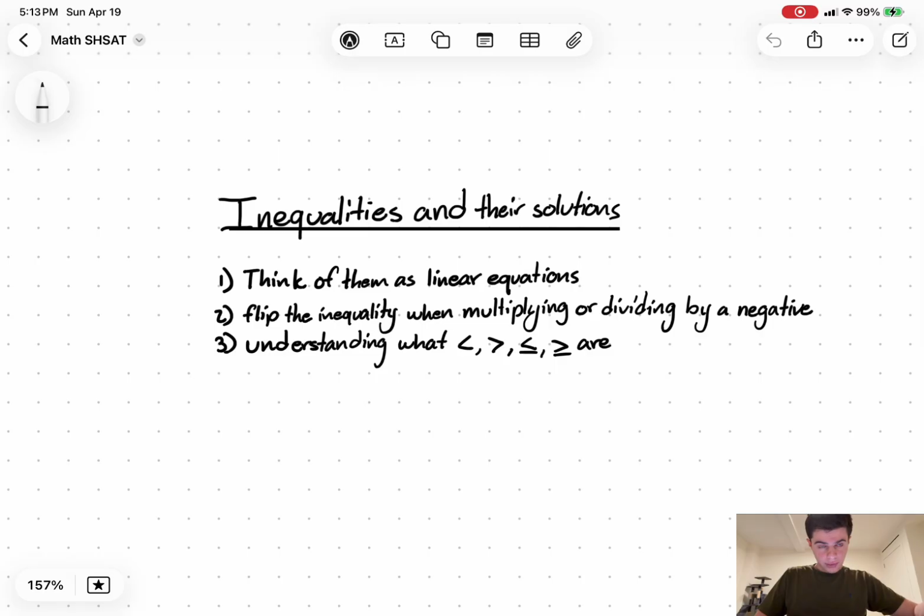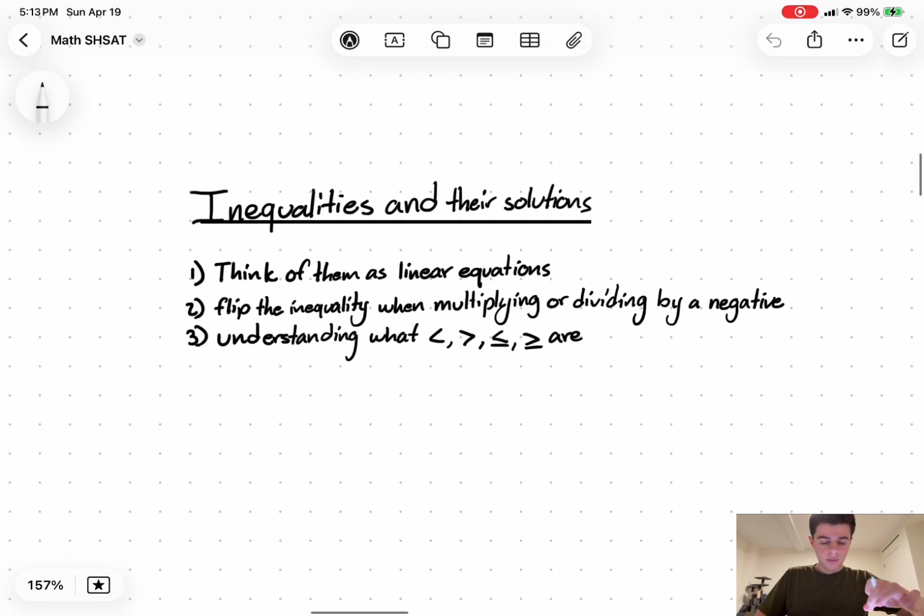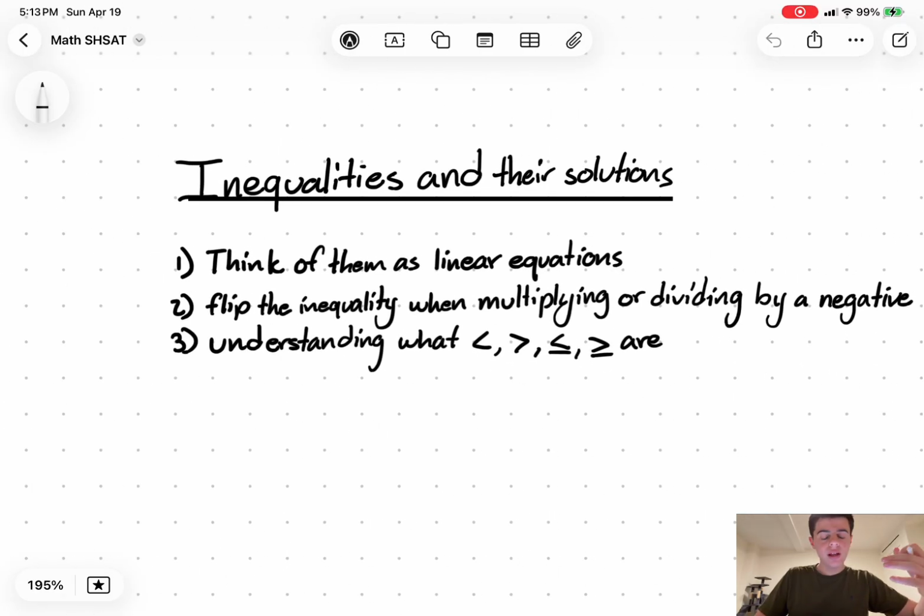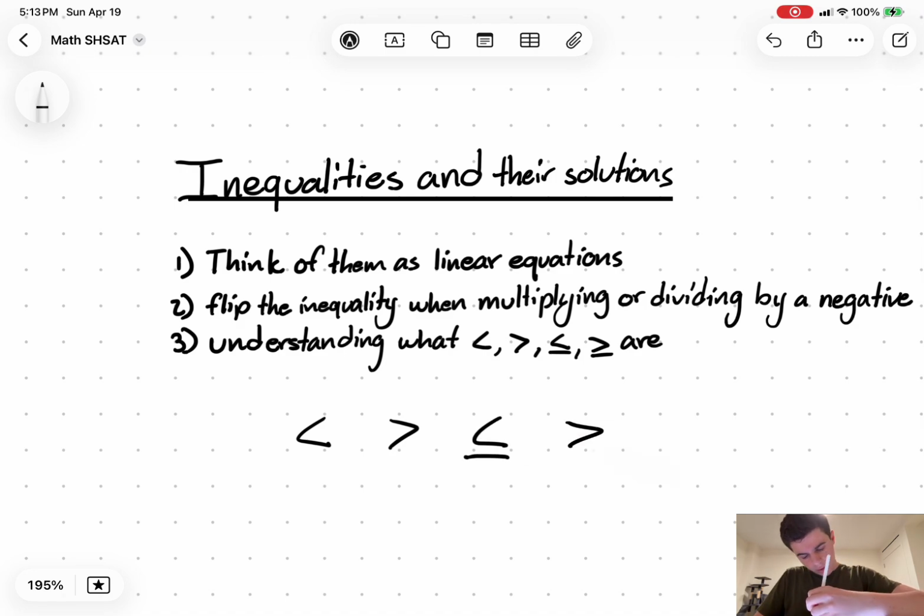So, the first thing that I want to remind you guys of is that inequalities are basically linear equations. The difference is that they will either have a less than sign, a greater than sign, less than or equal to, or a greater than or equal to sign, instead of an equal sign. So basically you're saying that the thing on the left-hand side of the inequality is either greater than or less than or greater than or equal to or less than or equal to the thing on the other side.